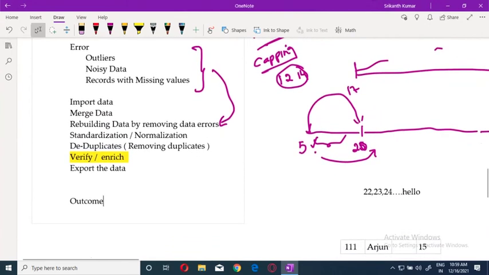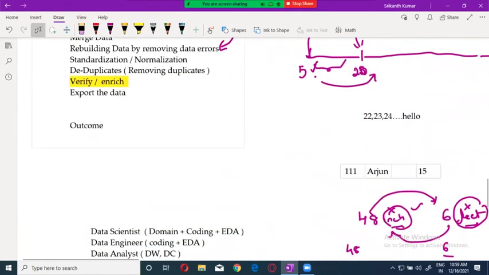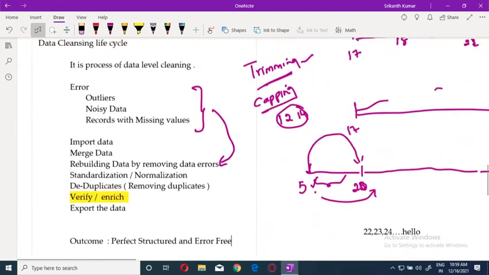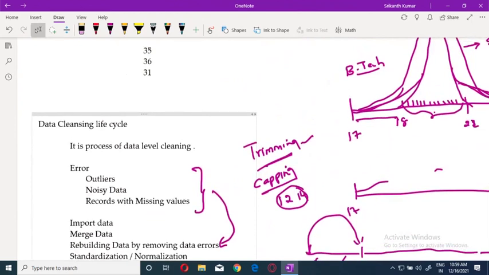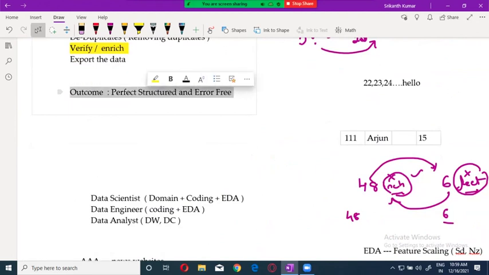Perfect structured and error-free data. There is no error at all at the data level. So the outcome will be perfectly structured and error-free data. Error-free means there are no outliers, no noisy data. Now this is data which is 100% perfect.